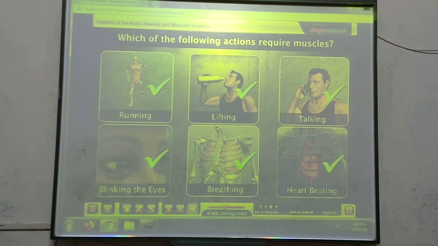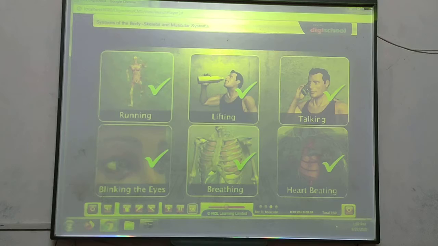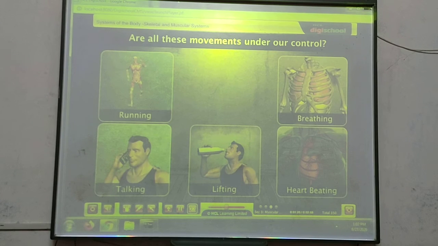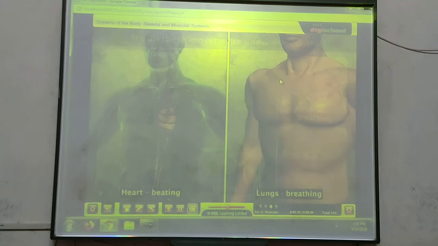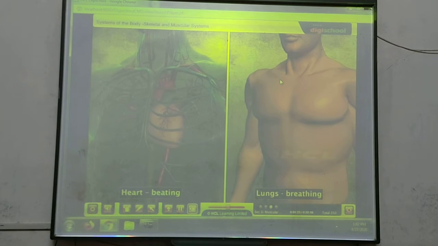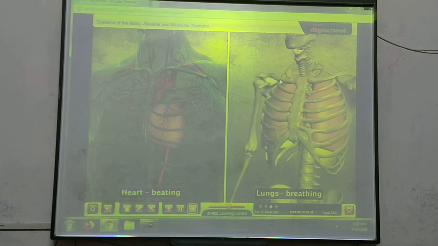Without muscles we cannot run, lift things, speak, blink the eyes, breathe, or even have a heartbeat. Are all these movements under our control? We cannot control movements such as the beating of the heart and breathing. These are automatic.